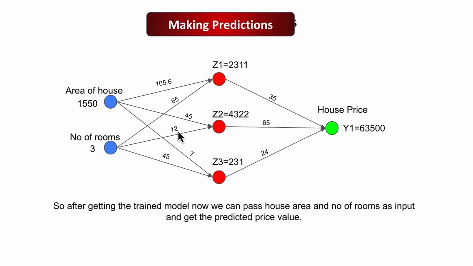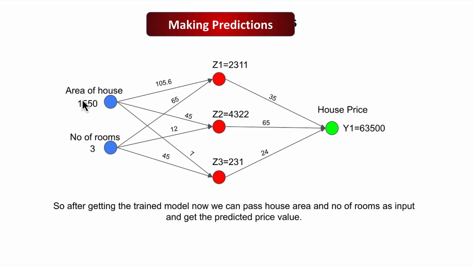So now after training our model, our neural network is going to look like this. Here we will get the values for these weights using which we are going to make the prediction. So now after training the model, the next step is testing that model. For testing the model, we are going to pass inputs at the input layer. But this time we have not passed these inputs during training. Like somebody told me that his house area is 1550 and the number of rooms is 3. And now he wants to get the predicted estimate for his house price.